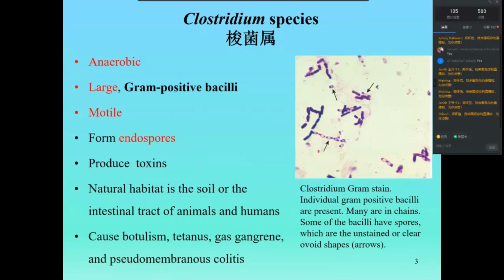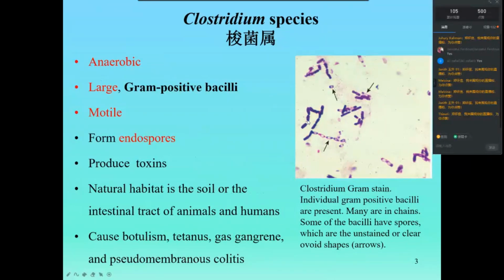We'll introduce some general knowledge of this genus before we take a break. First, some general properties. They are anaerobic, so that's for sure. If you stain the bacteria with Gram stain and check it with a microscope, you can find this blue or purple color, so they are gram positive. And the shape of the bacteria, they are bacilli.